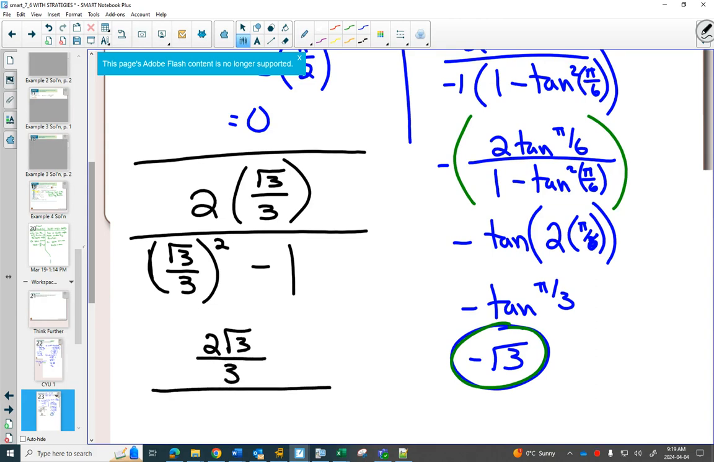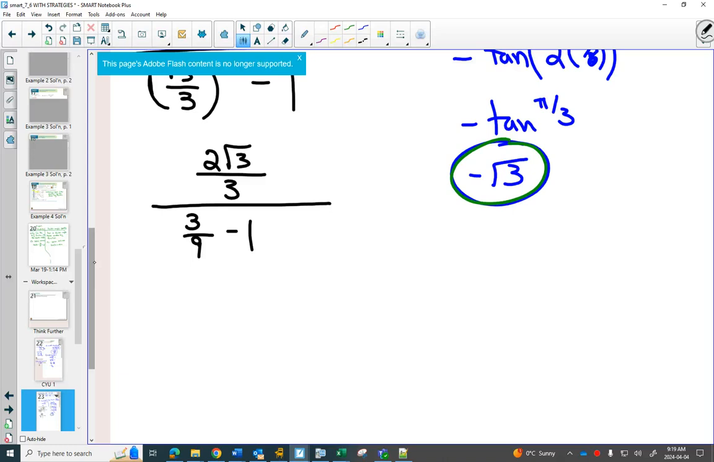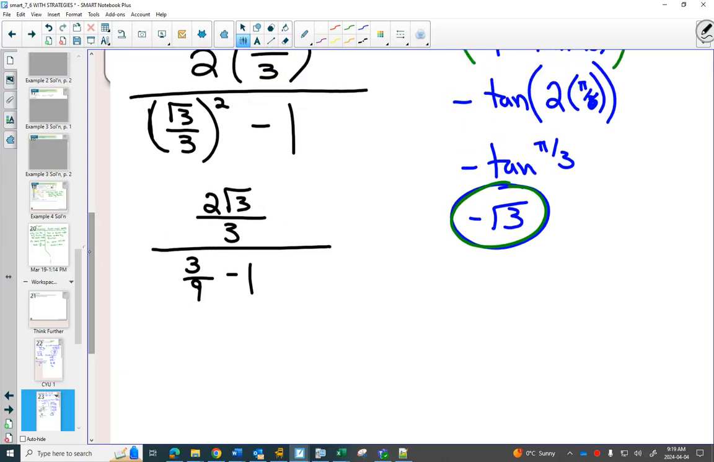On the bottom, if I squared this, I would get 3 over 9 minus 1. What do we do with fractions inside of fractions? We like to get a single fraction on the top and a single fraction on the bottom. So on the top, I have a single fraction already. It's 2 root 3 over 3. On the bottom, this is 1/3.